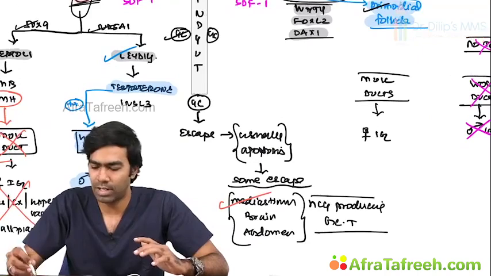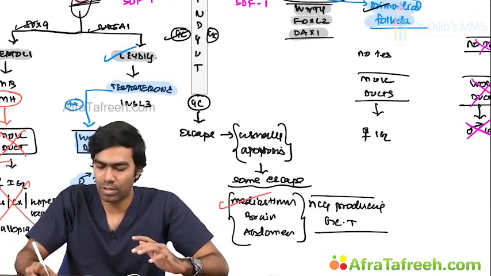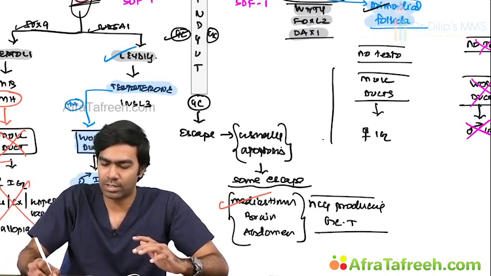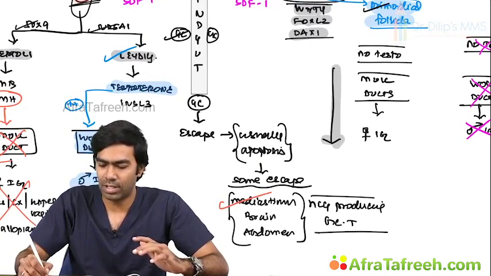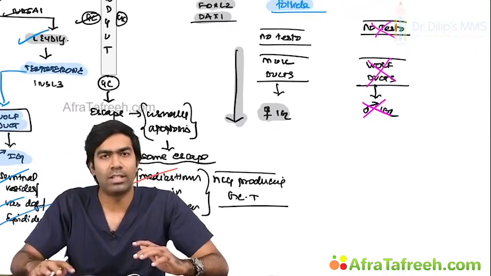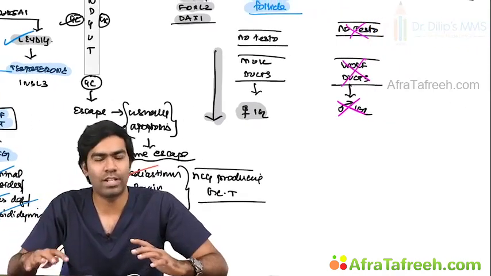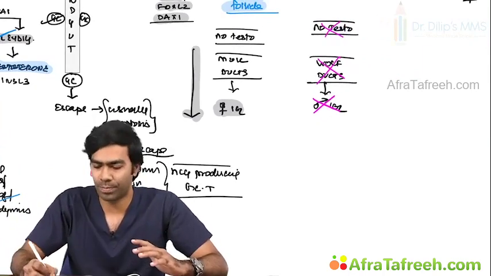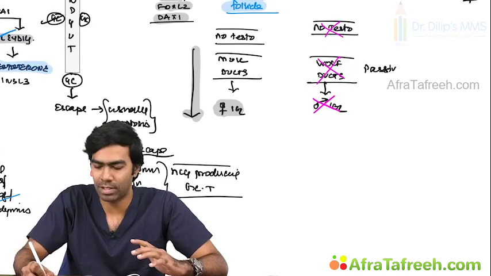Similarly, if you do not have testosterone, the Mullerian ducts passively develop into the female internal genitalia, and this regression of the Wolffian ducts because of the absence of testosterone is what we refer to as a passive regression.